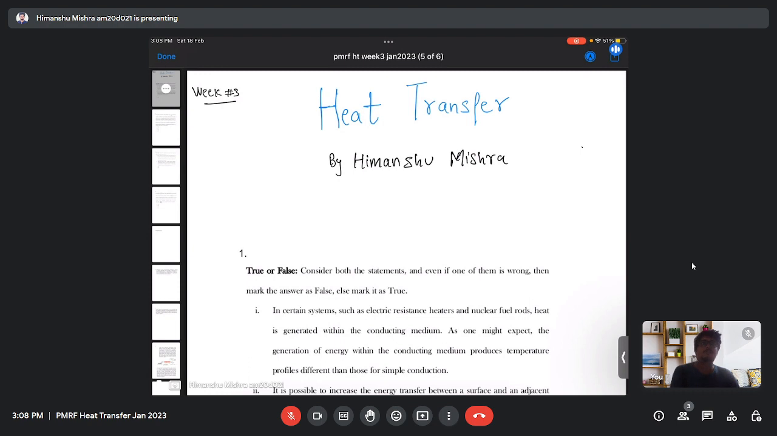And I will also solve one problem related to the semi-infinite body. Next week I will carry on with a few problems related to the semi-infinite body, long bodies, and all. And we'll start the convection part next week itself.